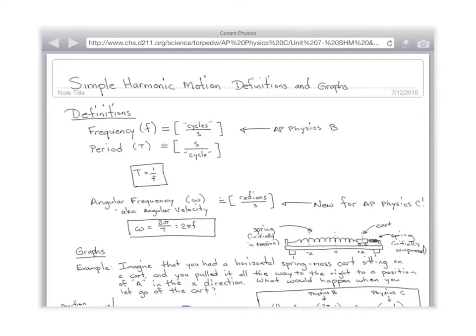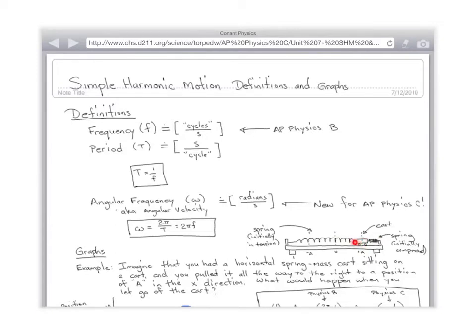Now, this also is a review from AP Physics B. Let's say you had a cart set up on a track, and you had a spring hooked up on both sides of the cart, thusly. See, I can do two dots at once. It's awesome. And you pull it to the side and let the cart go. What's the cart going to do?